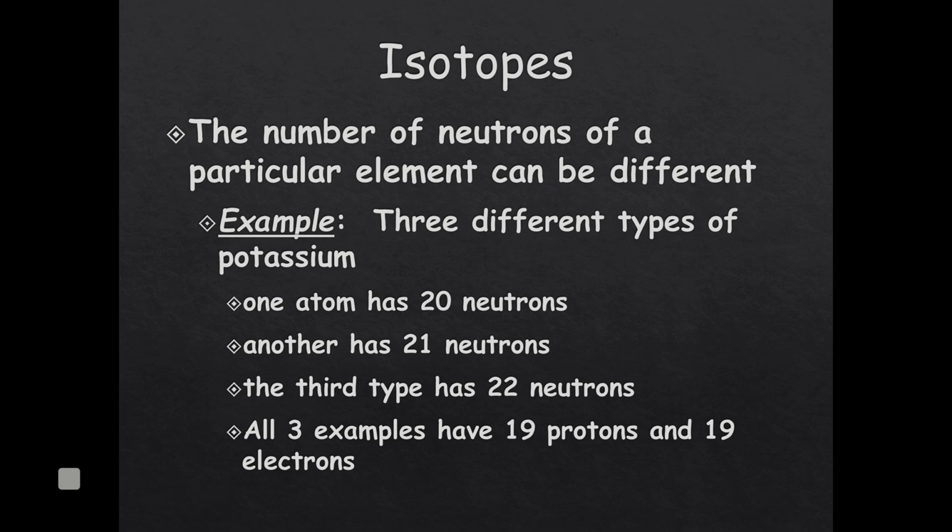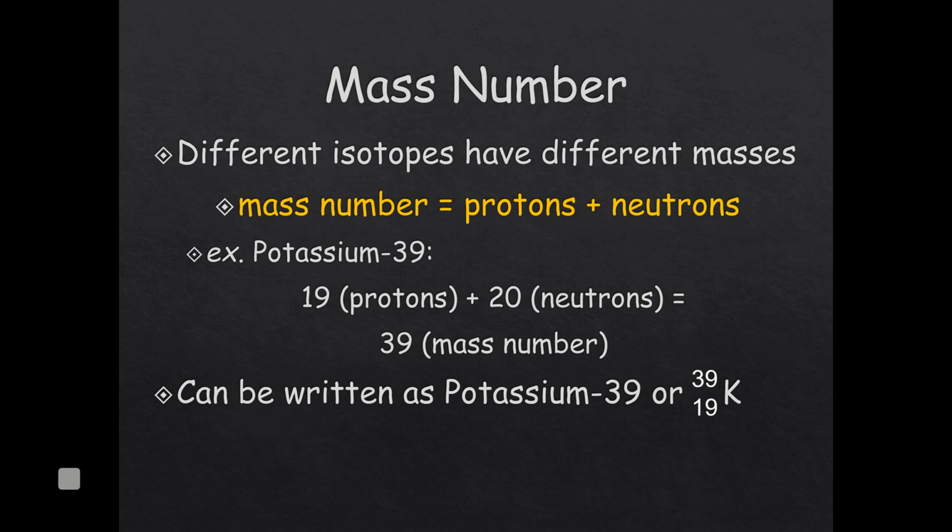One atom has 20 neutrons, another one has 21, another one has 22. Every single one has 19 protons, and if we're assuming they're neutral, they have 19 electrons. It's only the neutrons changing. So again, just like an ion, the element is not changing. I am changing either the charge or, in this case, the mass.